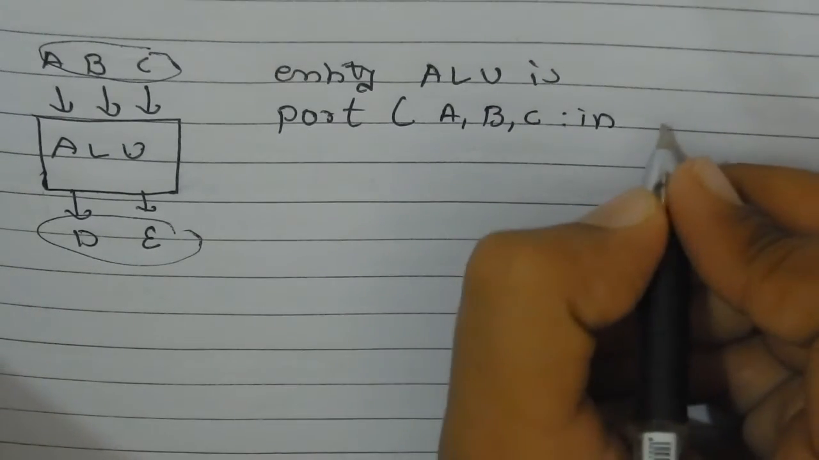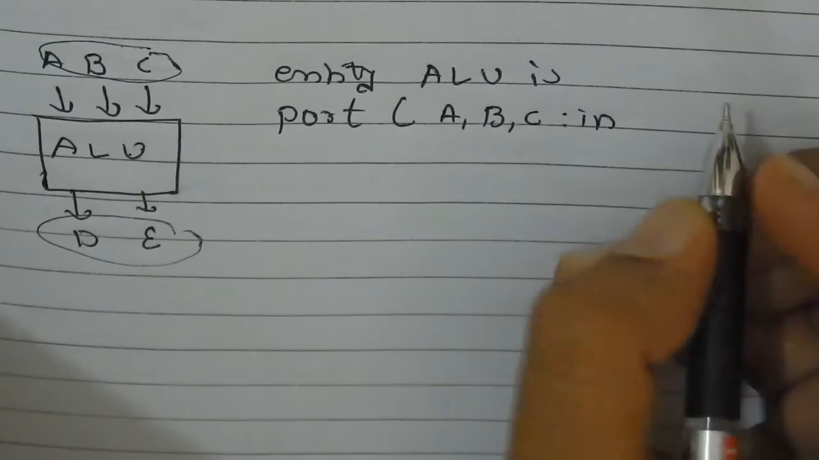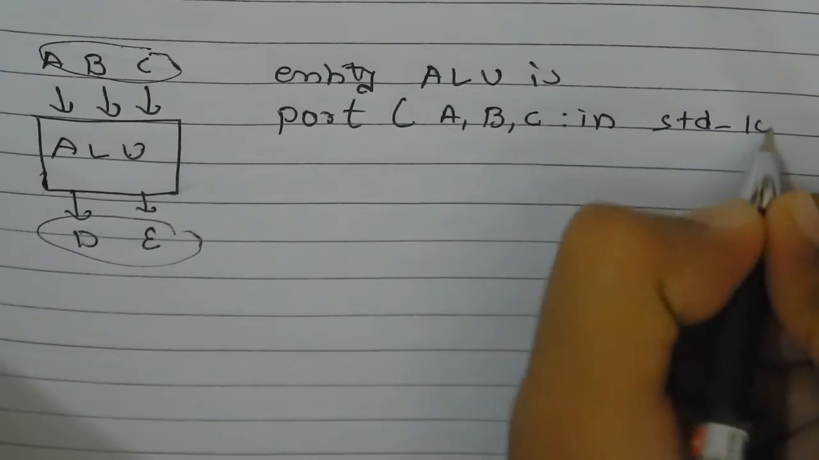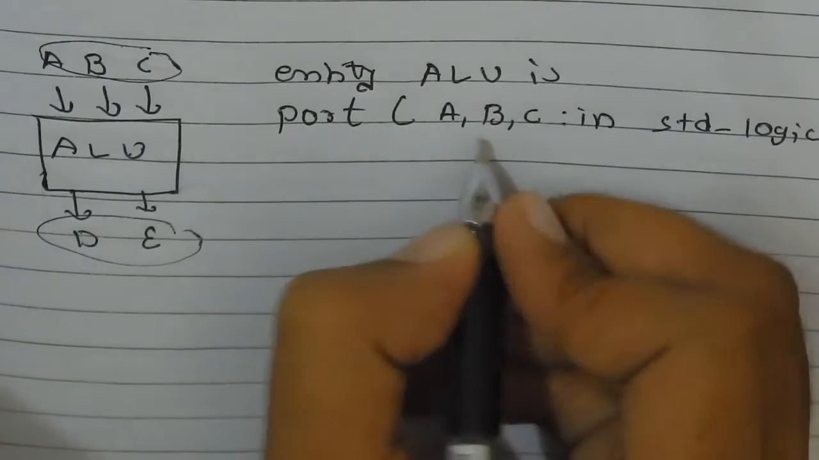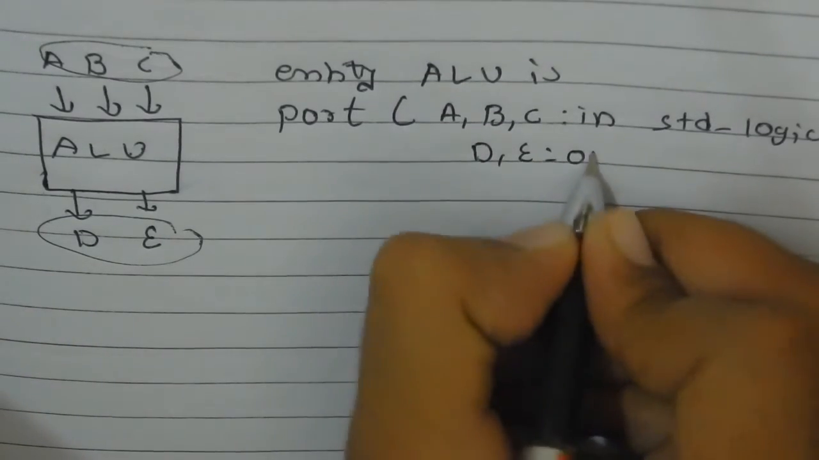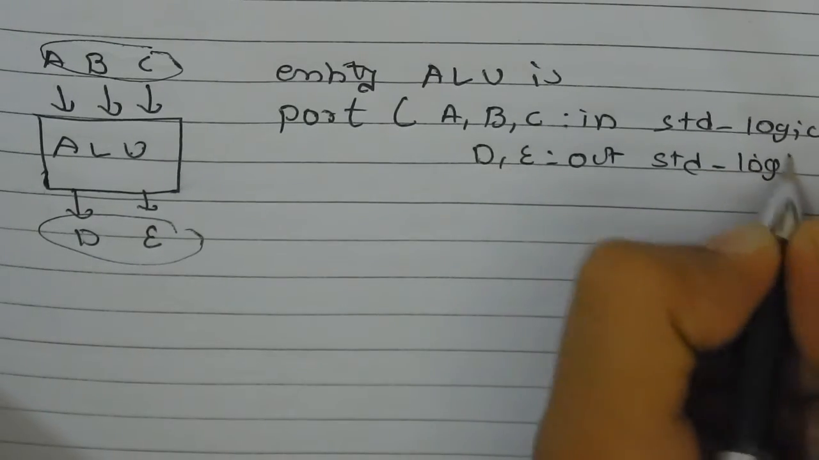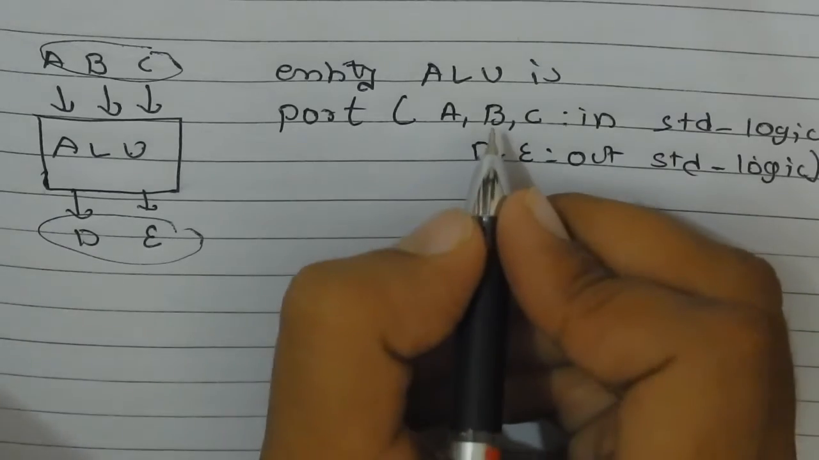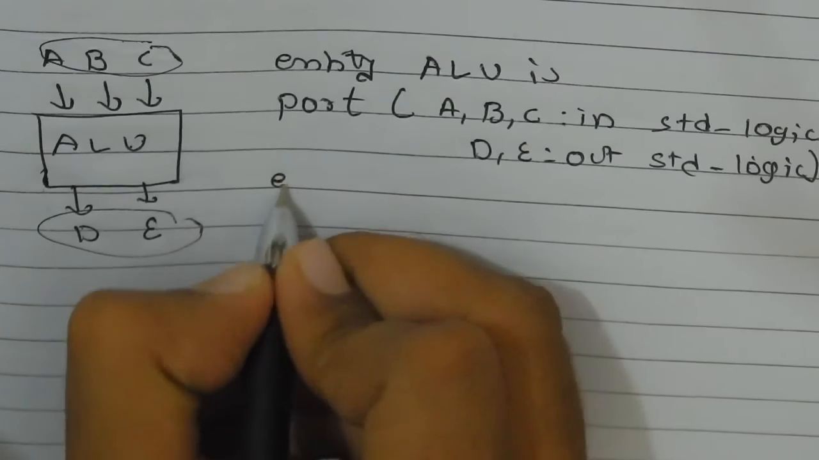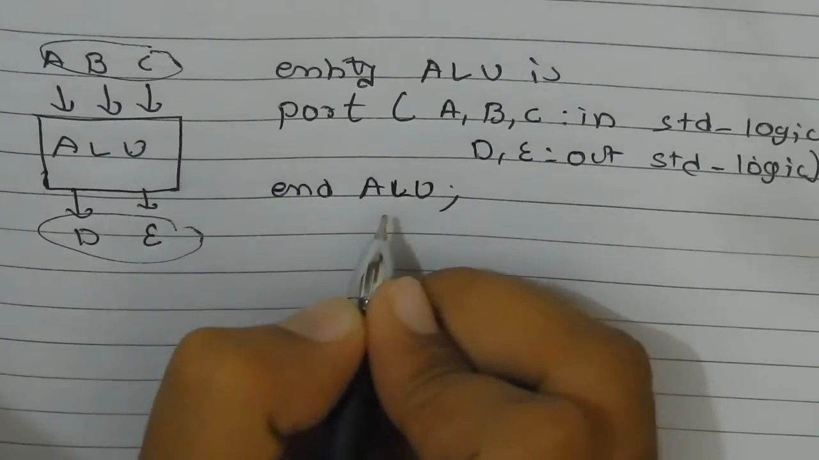After this, you have to write the data type of that port. So in this case, I am taking standard logic. After this, you have to declare the output ports. So D and E are output ports and the data type is also standard logic. Since you have declared all the output and the input ports, now you have to end the entity. So end ALU, since this was the entity name.